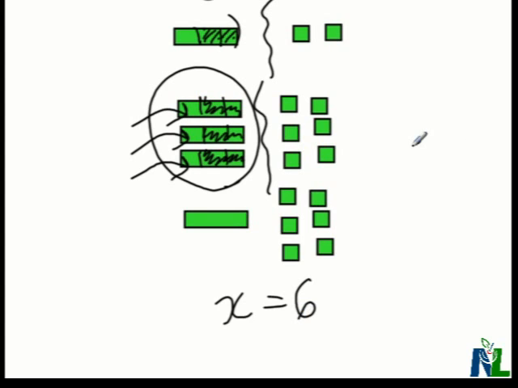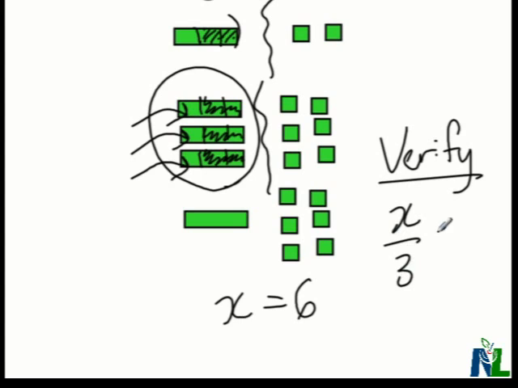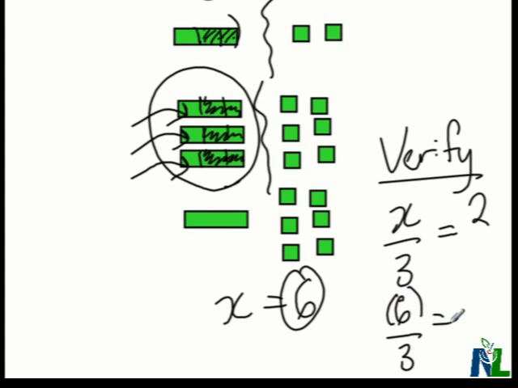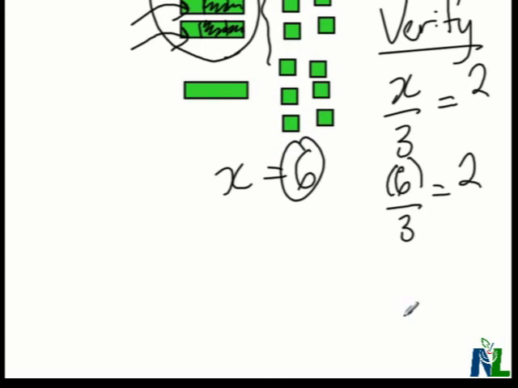And what we have to do is verify to make sure that we have the right answer. We're going to do x over 3 equals 2. We said the answer is 6. So we're going to put 6 here. 6 divided by 3 is 2. So we got the right answer again.